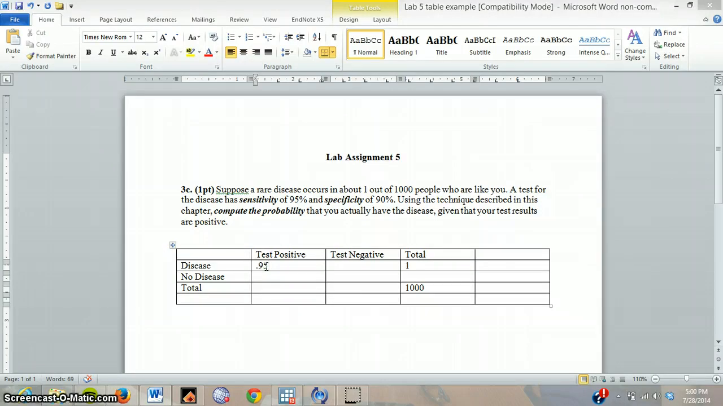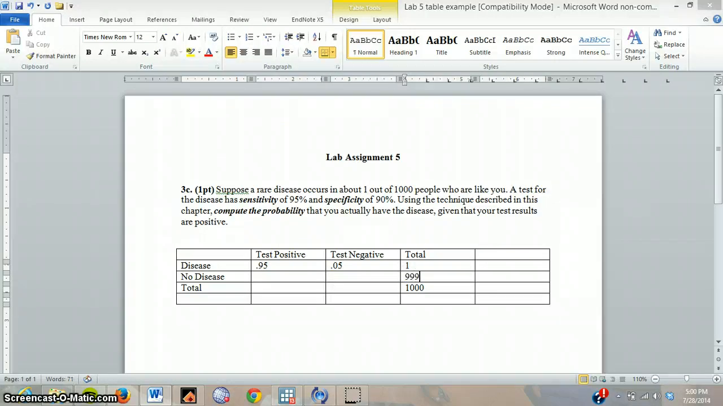A side note is, when you're dealing with such low probabilities of someone having a disease or being in a group, sometimes it's best to use out of 10,000 or of 100,000, just so you're not dealing with fractions of people. It's very weird to think about. But then we can fill in this part here where there's 0.05. So 0.05 people out of 1,000 test negative when they actually have the disease.